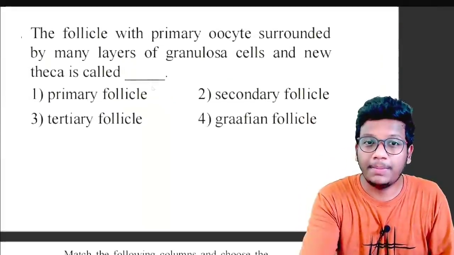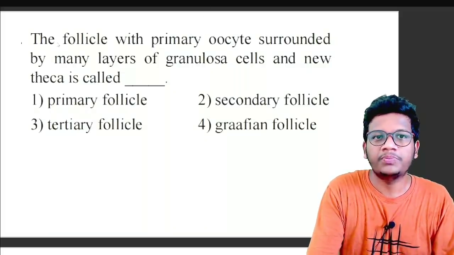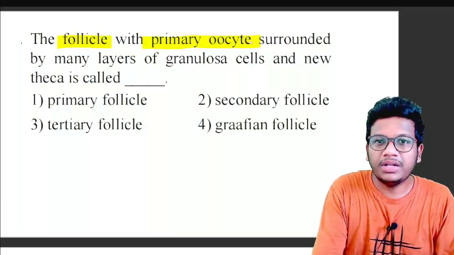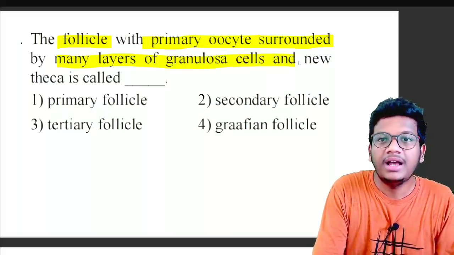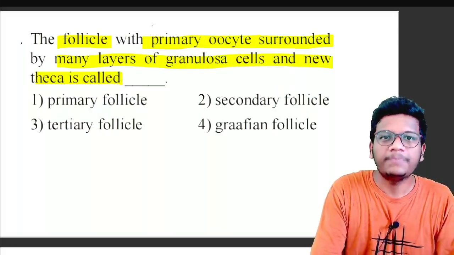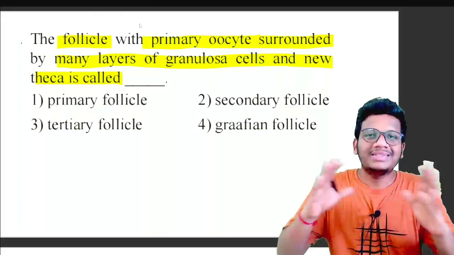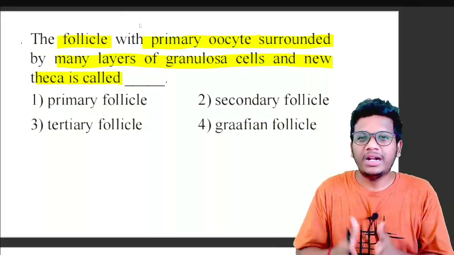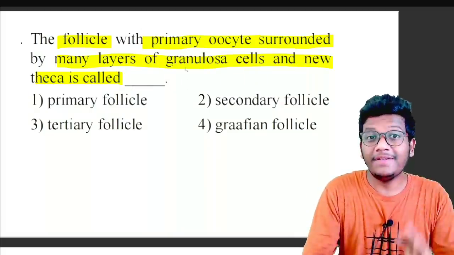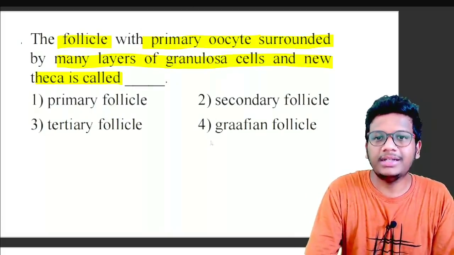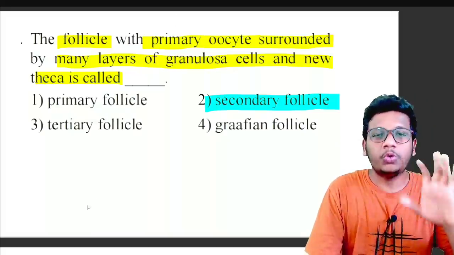Now come back here for the next question. This question is very crucial, a really good question. The follicle with primary oocyte surrounded by many layers of granulosa cells and a new theca is called what? You have to tell me the correct answer here. Very simple question. The correct answer is option 2, secondary follicle. How does it come? Let me say it quickly.